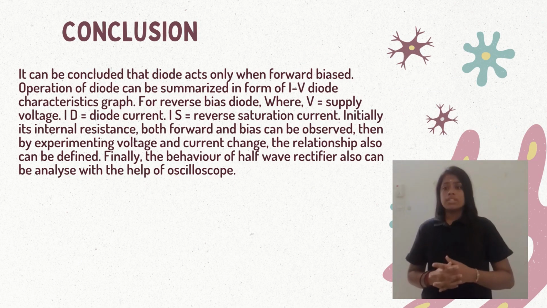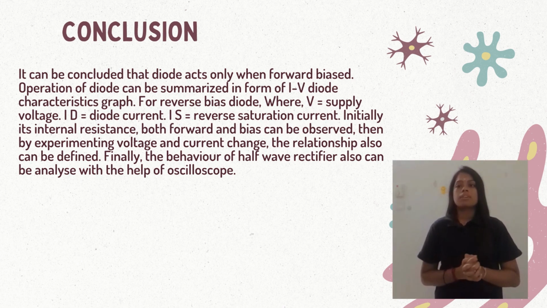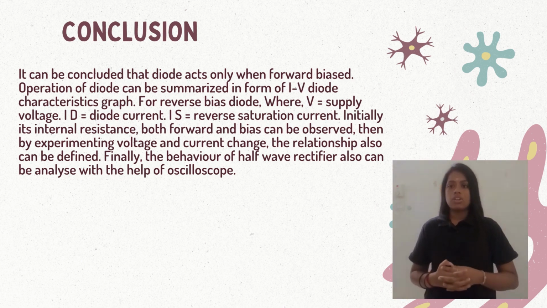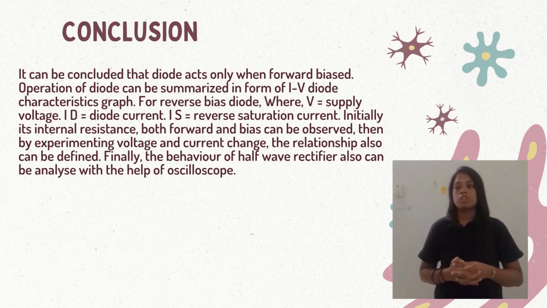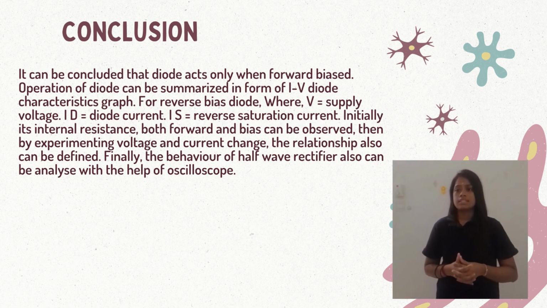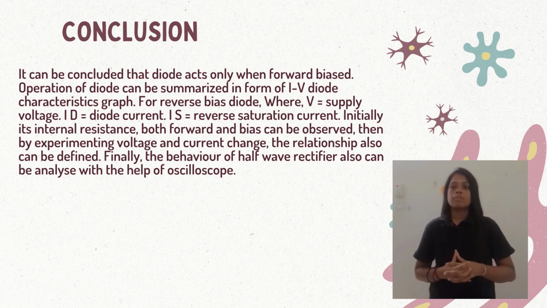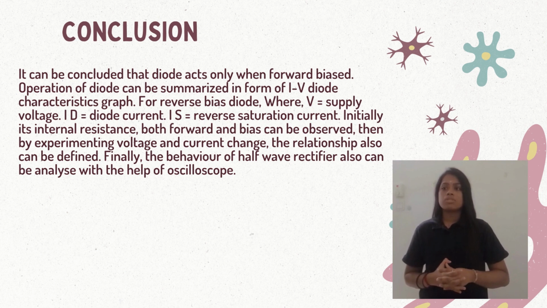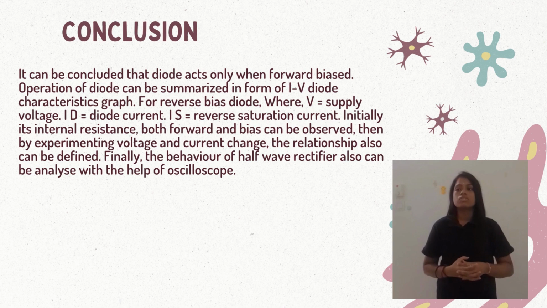Conclusion. It can be concluded that a diode conducts only when forward biased. Operation of a diode can be summarized in the form of an IV diode characteristics graph. For the reverse bias diode, V is equal to supply voltage, ID is equal to diode current, and IS is equal to reverse saturation current. Initially, its internal resistance, both forward and reverse bias, can be observed. Then by experimenting with voltage and current changes, the relationship can also be defined. Finally, the behavior of the half-wave rectifier can also be analyzed with the help of an oscilloscope.